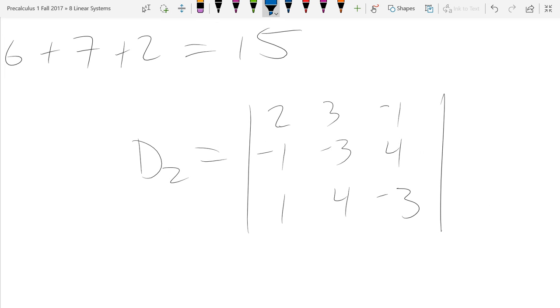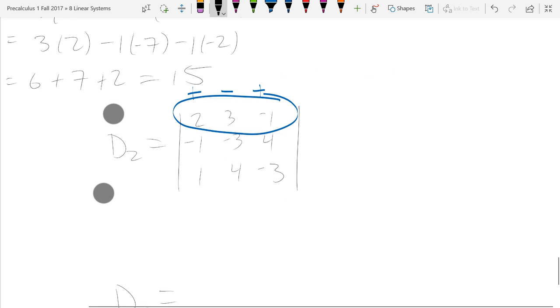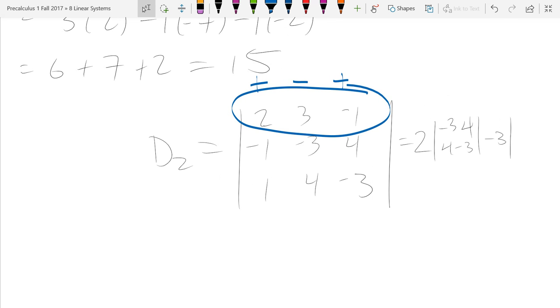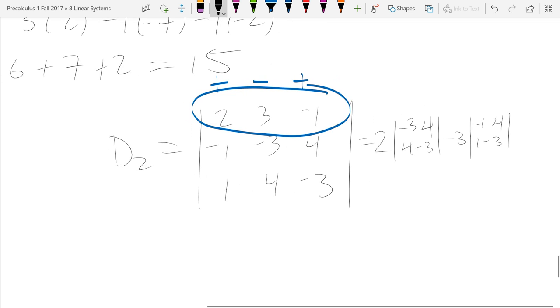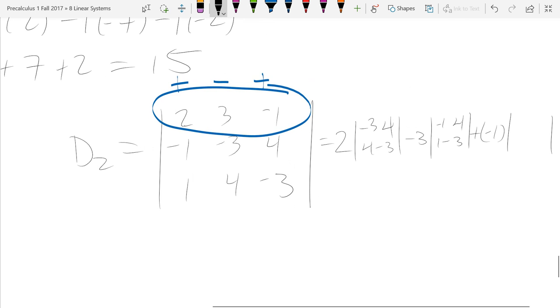When in doubt, just expand on the first row. And then you always have the plus minus plus. So our first is 2 times the determinant of negative 3, 4, 4, negative 3, minus 3 times the determinant of negative 1, 4, 1, negative 3, plus negative 1 times the determinant of negative 1, negative 3, 1, 4.